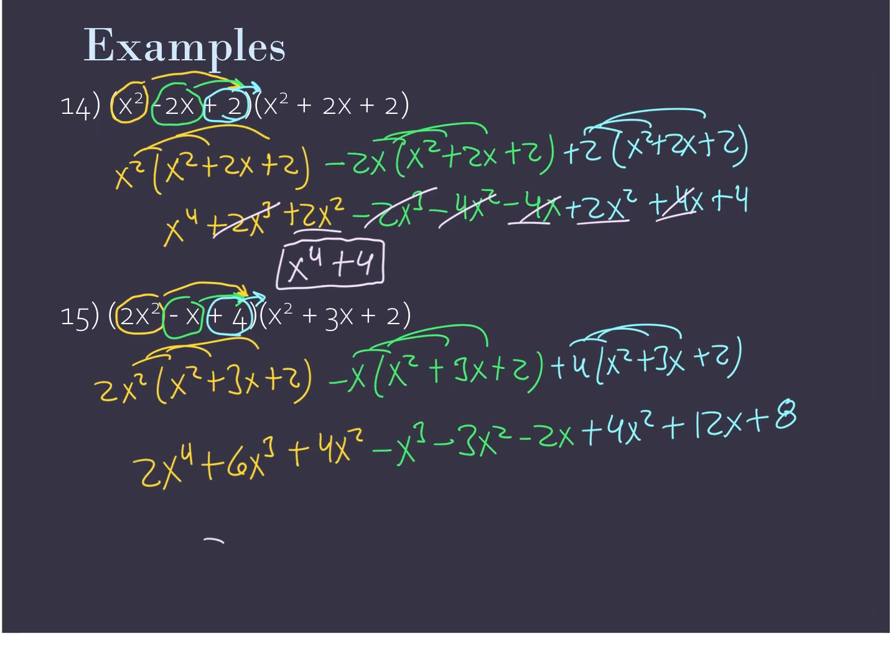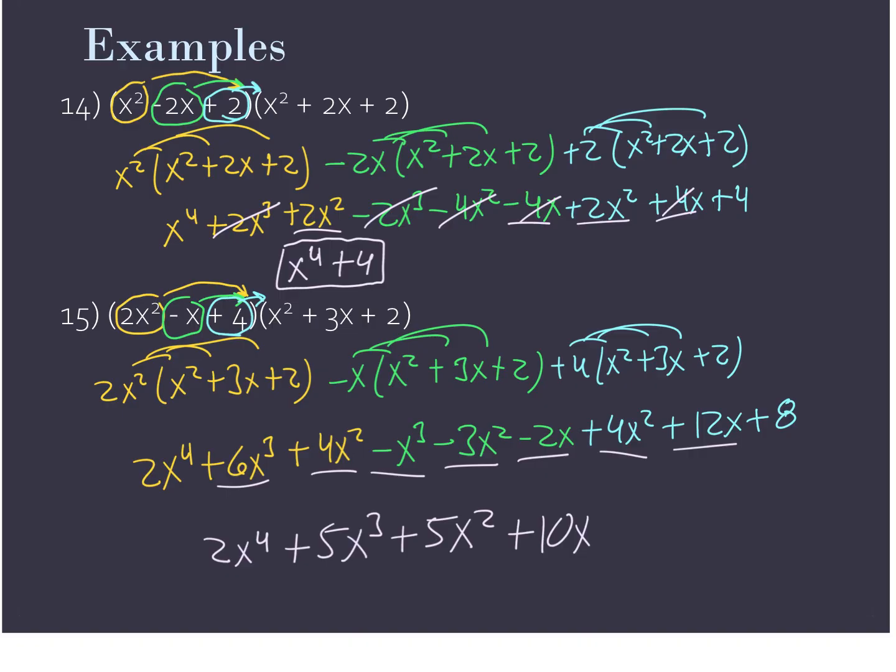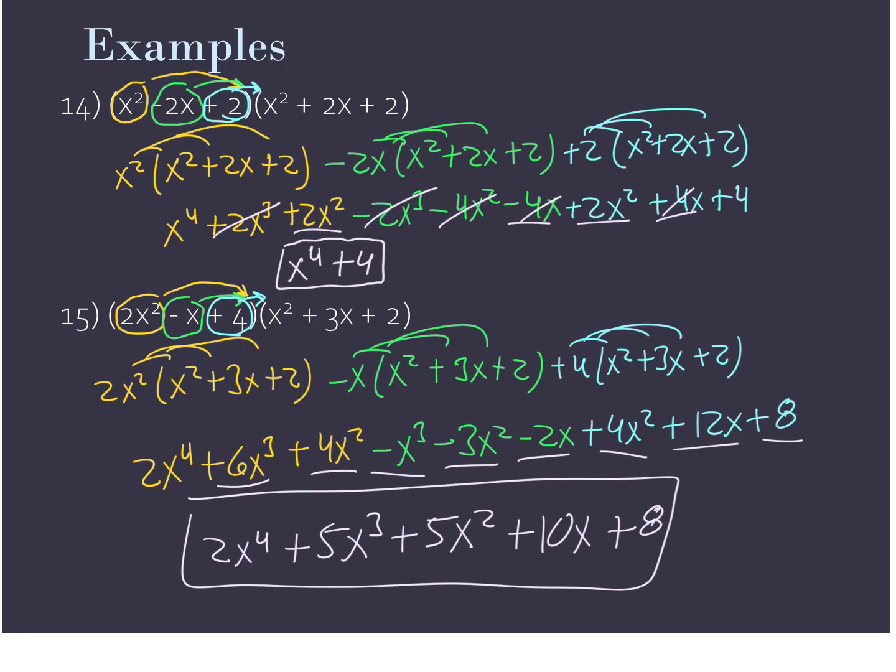But just like before, you just want to combine like terms from here, right? 2x to the 4th, nothing combines with that. 6x to the third minus x to the third is going to get me a 5x to the third. 4x squared minus 3x squared plus another 4x squared, all right, should get me, what is that, 5x squared? Yeah, plus 5x squared. And then I have a minus 2x plus 12x, that's going to get me a 10x. And then nothing combines with 8. And then that's your final answer.